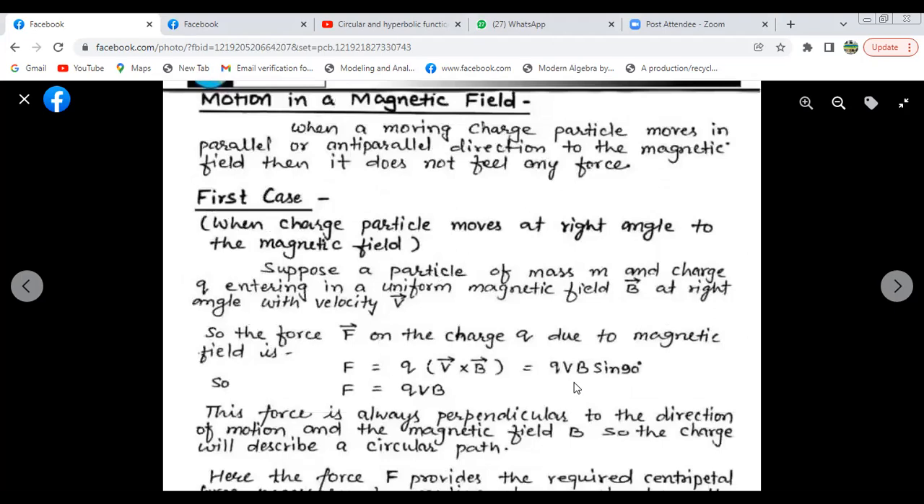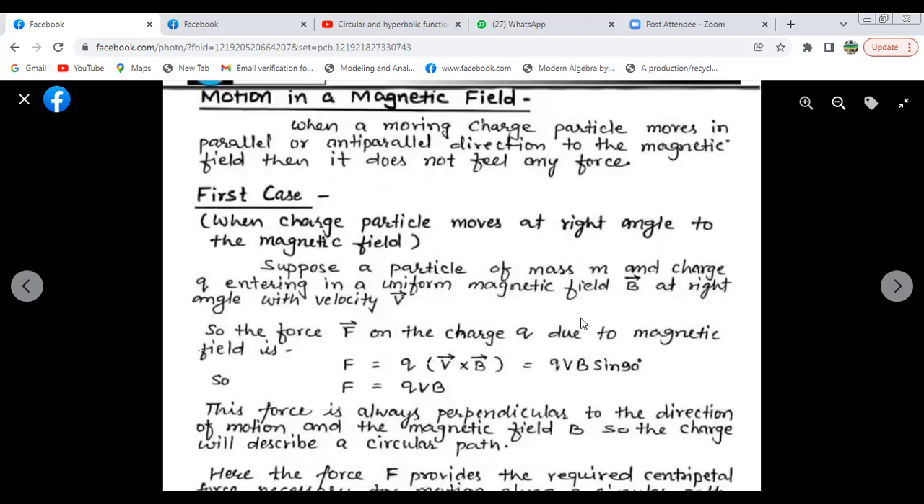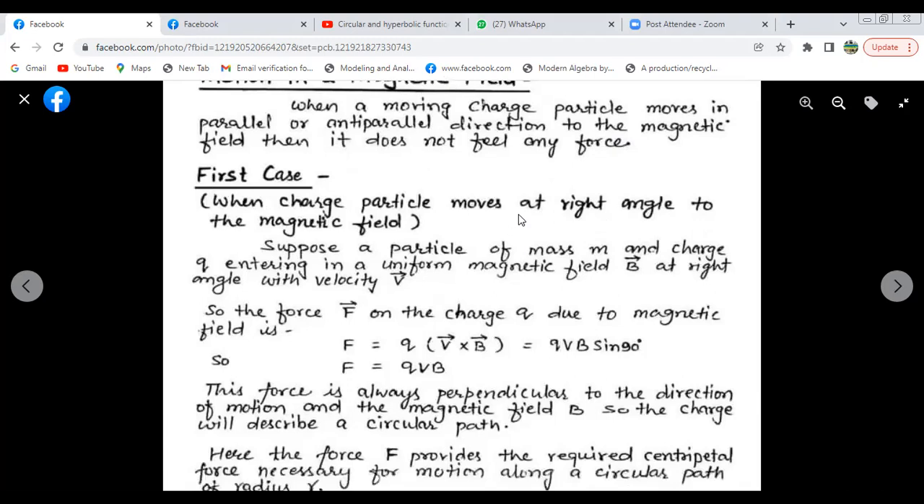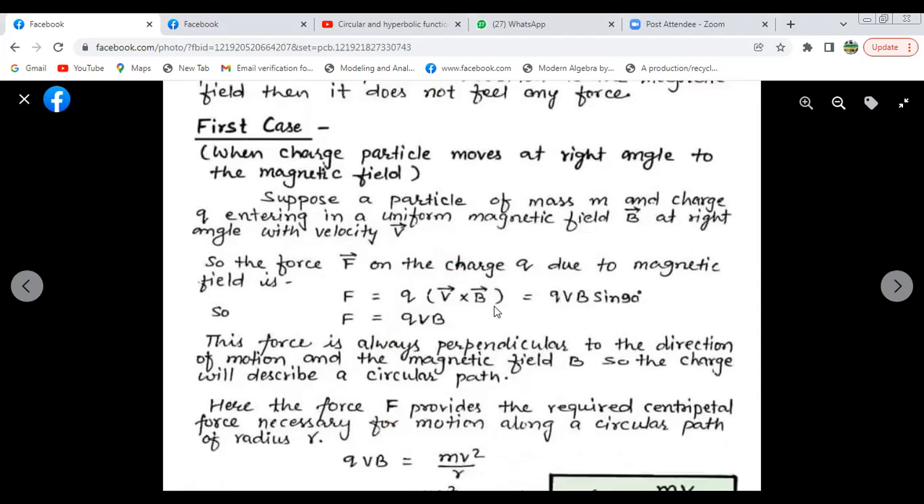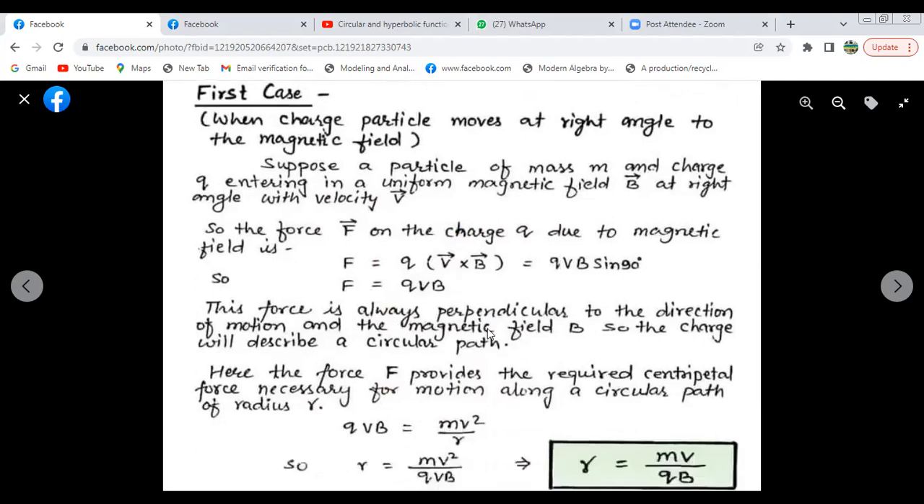Now, what is the motion in a magnetic field? When a moving charged particle moves in a direction parallel to the magnetic field, then it does not feel any force. The first case is when the charged particle moves at a right angle to the magnetic field. Using the formula, sin 90 degrees equals 1. This is why F equals qvB. This force is always perpendicular to the direction of the motion.